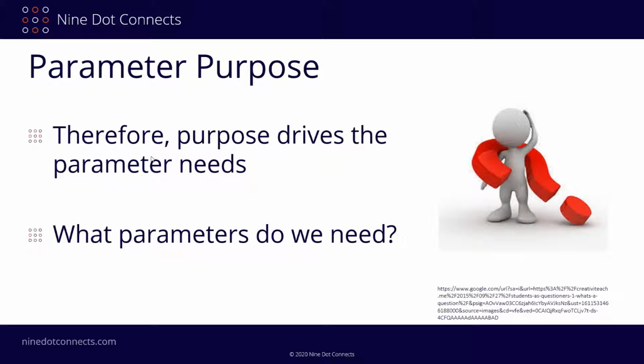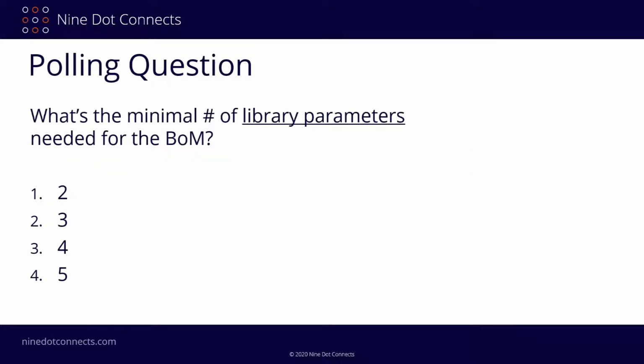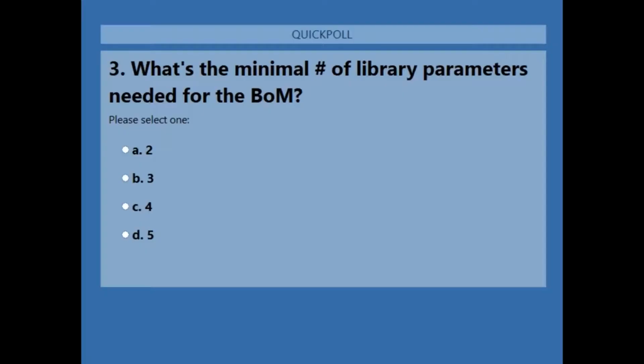So let's dig into this a little closer, because I think one of the biggest problems we have with parameters is we drown ourselves in them. We seem to really want all this parametric information, want it all prim and proper. And of course, if you're using a database library, it has to be prim and proper, or it's just going to be very, very difficult to manage. But I have another polling question for you. And before you answer it, the question I want to ask is, what's the minimal number of library parameters needed for the bill of materials? So don't include things like quantity, which Altium calculates. Don't include things like the designator, which they calculate. I just want to know, what library parameters do we need to make the bill of materials successful?